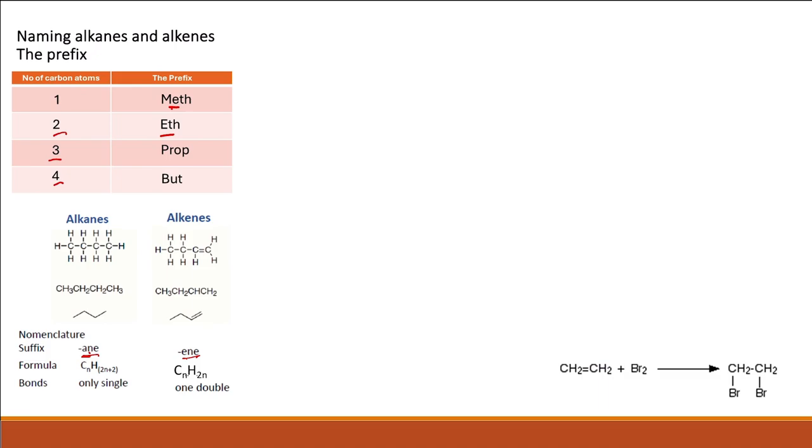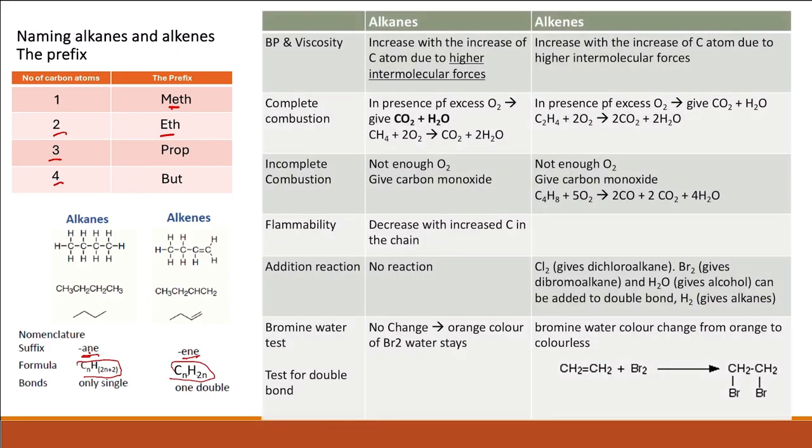So for alkanes, it's going to be methane, ethane, propane, butane. And for alkenes, of course, we're going to start with ethene, propene, and butene. There is no methene because you have to have two carbon atoms. The smallest alkene must have a minimum of two carbon atoms. The general formula for alkanes is CnH2n+2. For alkenes, it's CnH2n.